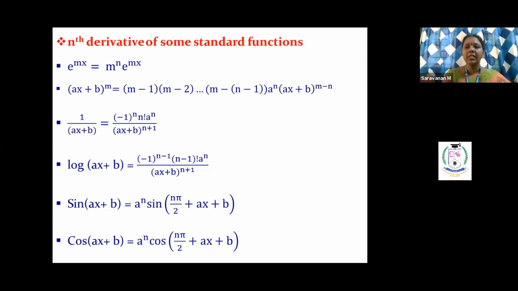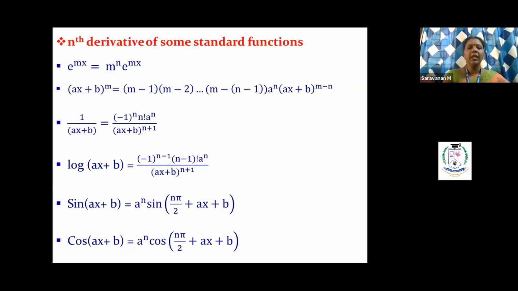So if you know the standard result for the nth derivative, you can apply the formula straight away and replace n in terms of 10. Okay. See, for e power mx, the nth order means we are going to differentiate n times. So the first time we'll get m e power mx. The second time is m squared e power mx. So if it goes on up to the nth derivative, that becomes m power n e power mx.